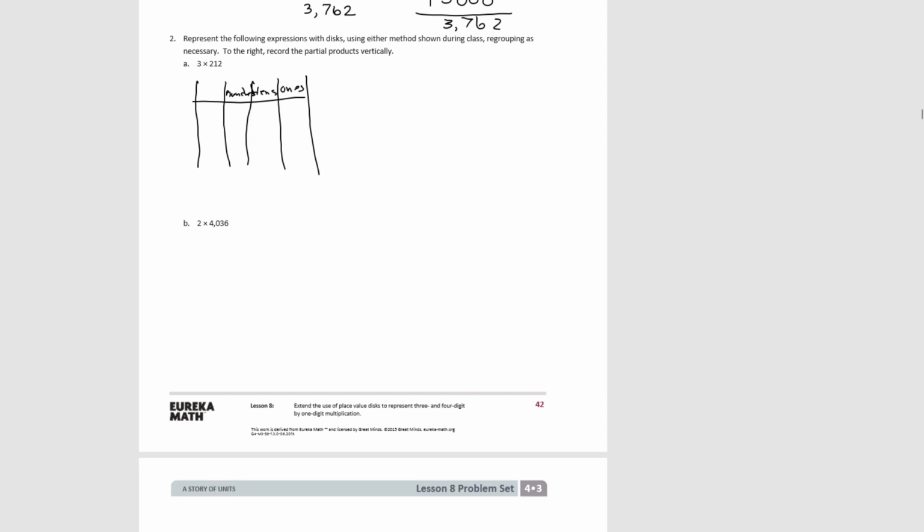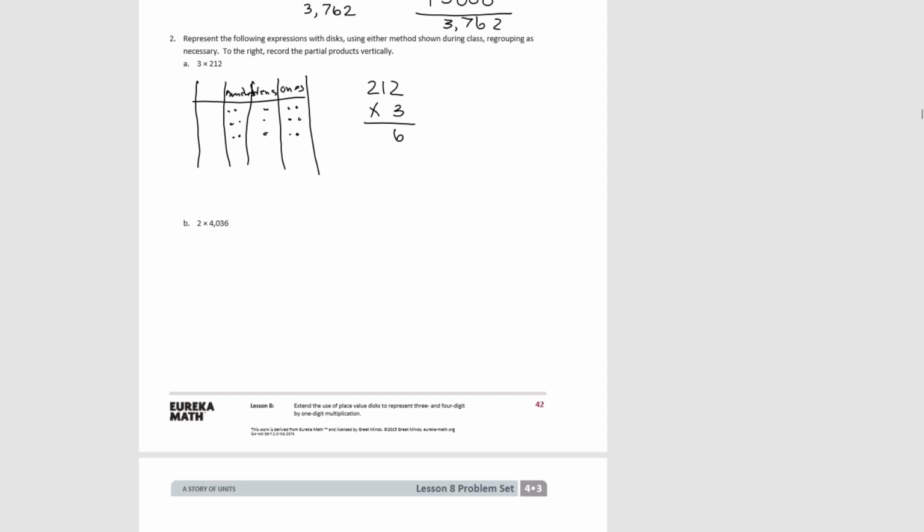So we start with our larger factor, which is 212. And we're doing it 3 times. And let's write the problem vertically. And we're first going to look at ones. We have 6 ones. That's our first partial product.